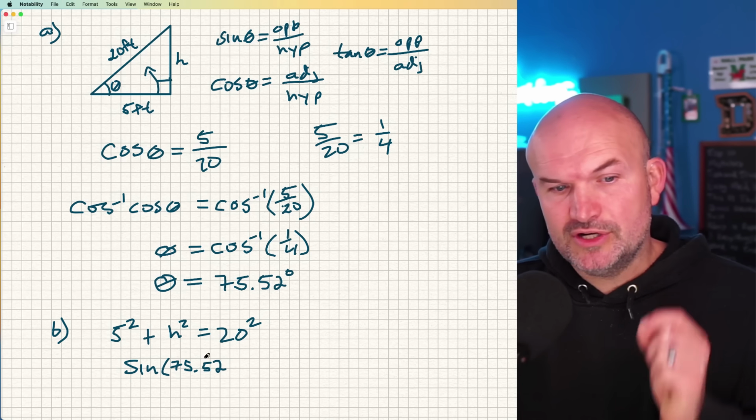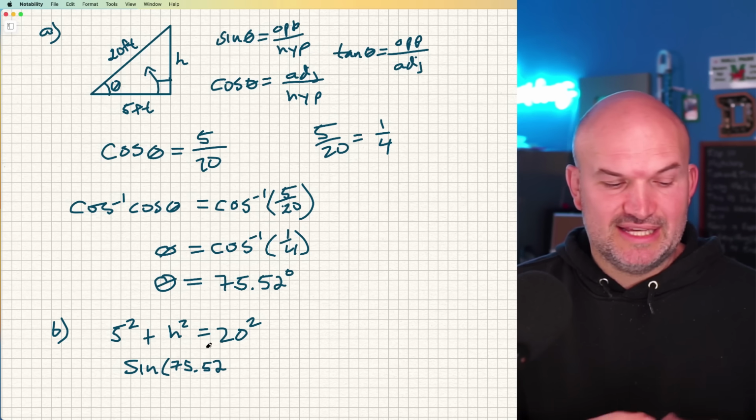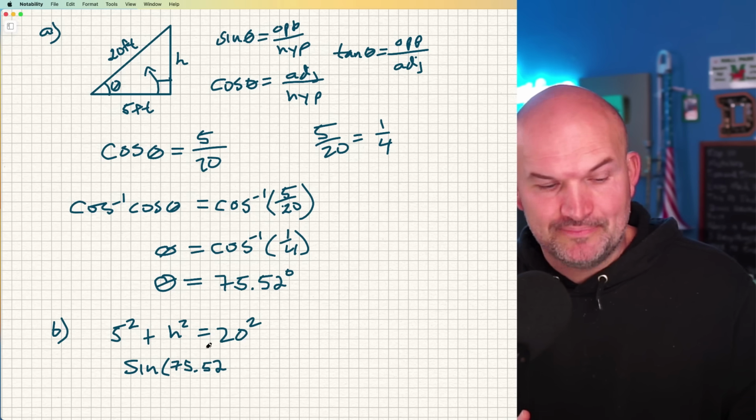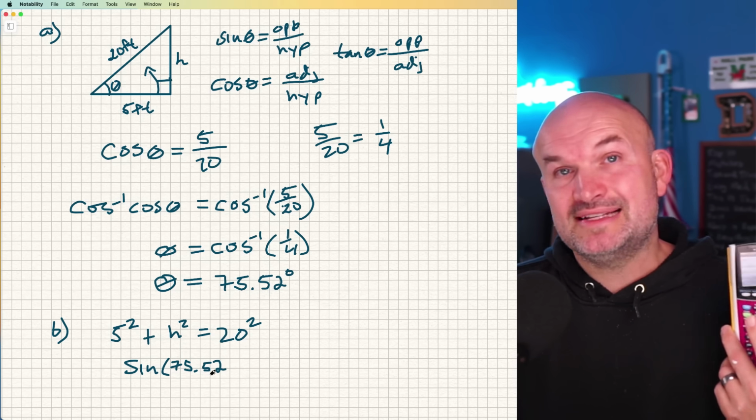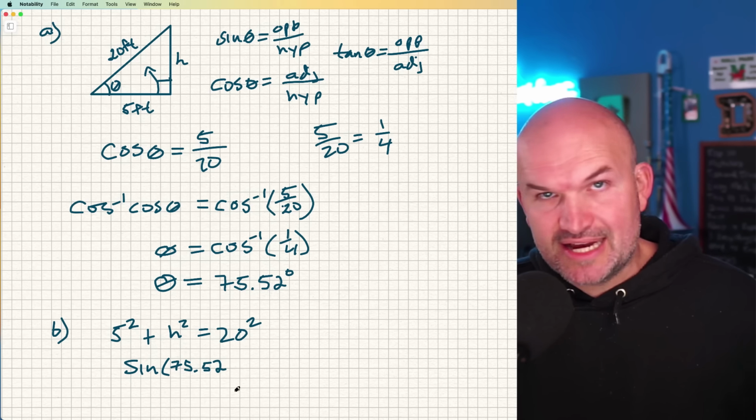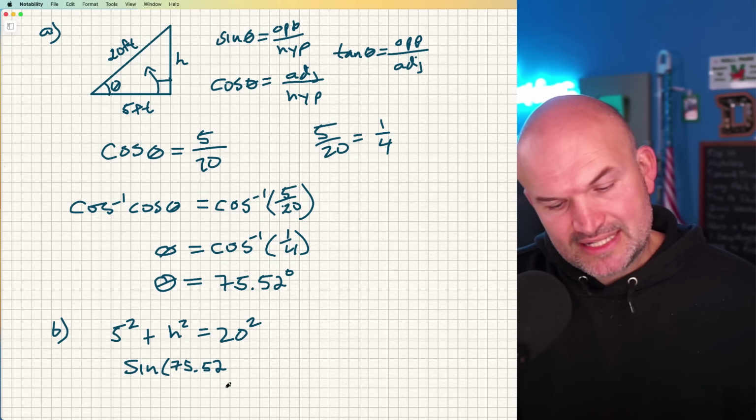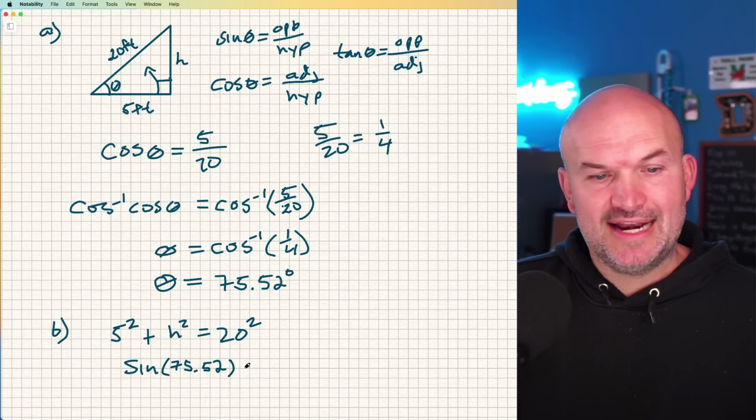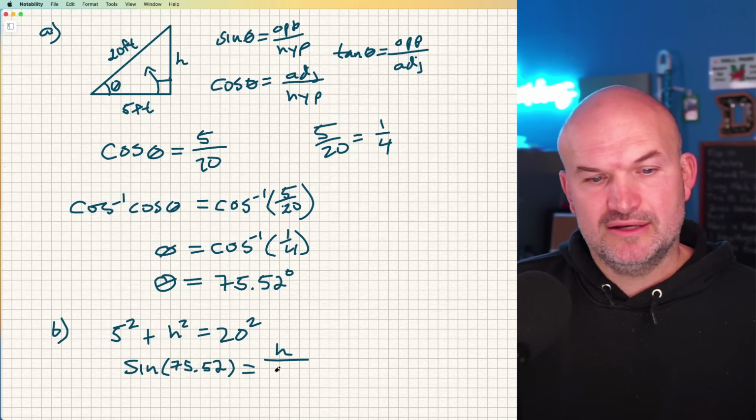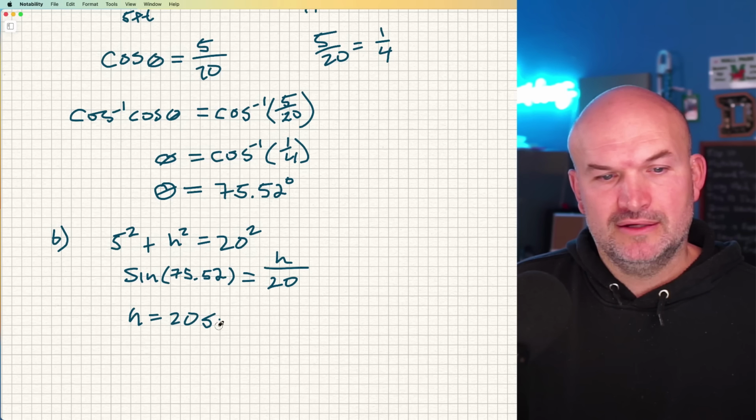Now it's important though, when you're using your calculator, you don't want to actually type in that 75.52. You always want to use the exact or full angle, as many digits as you can. That's why I'm writing it in there in this case. But what I'm going to use in my calculator is the answer feature, which most scientific or graphing calculators have. So I'm just going to type in sine of last answer, which is 75.522487881, of that angle is equal to my opposite over 20. So therefore, I can say h is equal to 20 times the sine of 75.52.